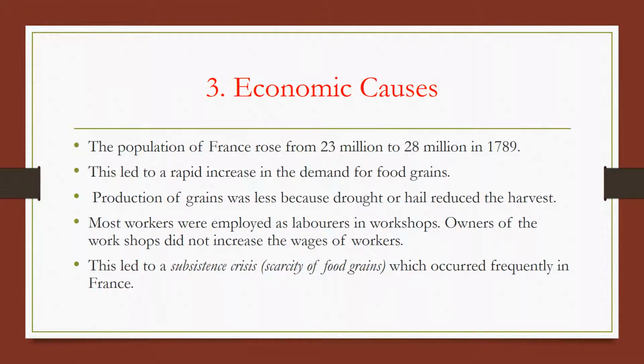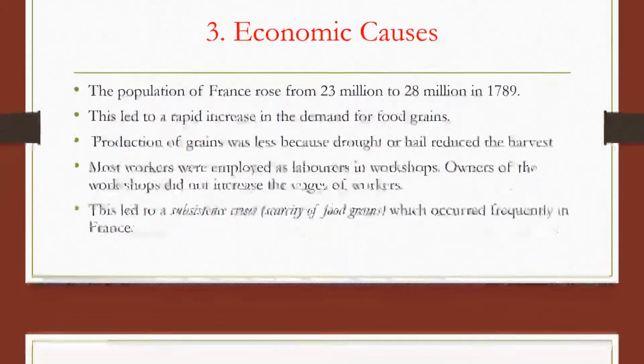The population of France rose from 23 million to 28 million in 1789. This led to a rapid increase in the demand for food grains. Production of grains was less because drought or hail reduced the harvest. Most workers were employed as laborers in workshops. Owners of the workshops did not increase the wages of workers. This led to a subsistence crisis, scarcity of food grains, which occurred frequently in France.